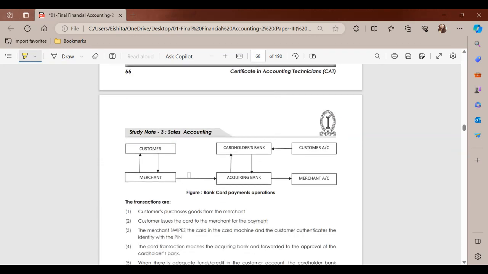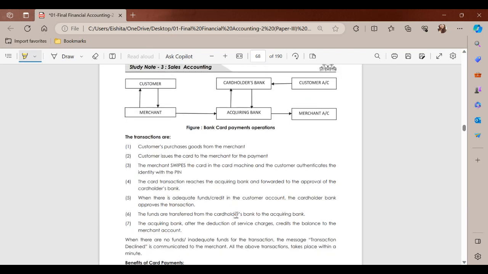The operation of the credit card transaction can be represented diagrammatically. Customer to merchant, cardholder bank, acquiring bank. Customer will give the card to the merchant and the merchant will swipe the card and the debit will happen to the customer and credit to the merchant.